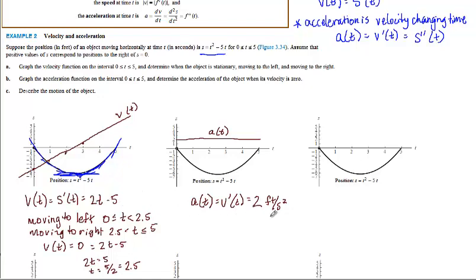Describe the motion of the object. Okay, well, I think we kind of did see first, but the object is moving, we'll say west, or some direction we're calling negative, and it is slowing down, and as it gets to the time period 2.5 seconds, then it stops, changes direction, and then speeds up again. And I think that does it for this one.